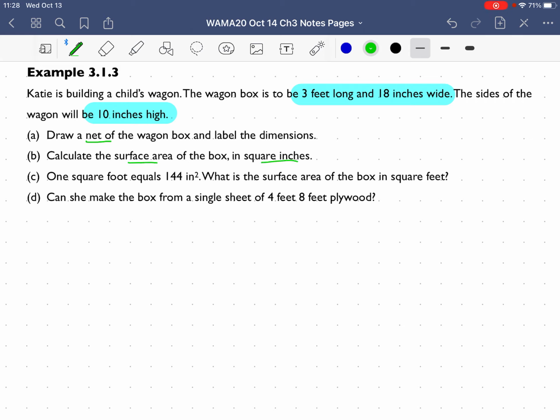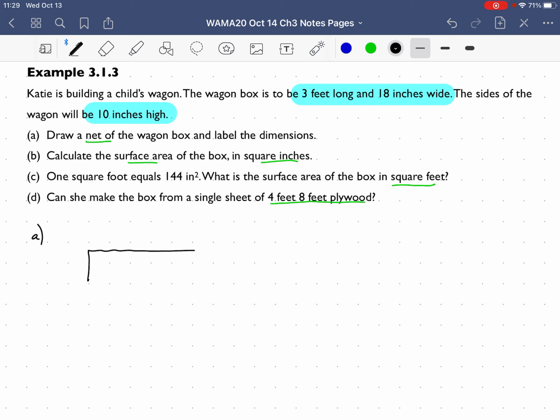Draw a net of the wagon box. Calculate the surface area of the wagon box in square inches. Calculate the surface area in square feet. And then, can she make the box from a single sheet of 4 by 8 feet plywood? All right, so first thing I'm going to do is a quick sketch of the wagon.